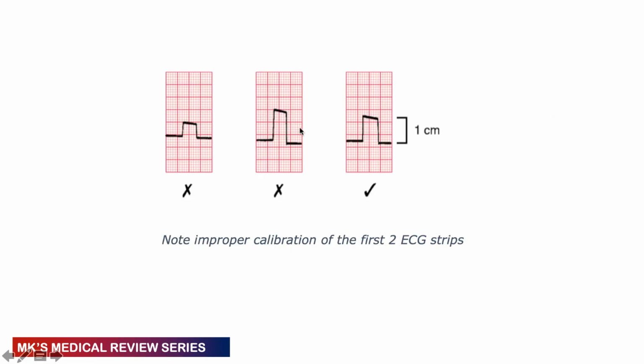So here's an ECG that's improperly calibrated. In the first two, as you can see, it's of course 1 box wide, but it is like 1 box tall. In proper calibration, again, here it's still 1 box wide, but 1, 2, 3 boxes tall. This one is the correct calibration, where it's 2 boxes tall and 1 box wide.